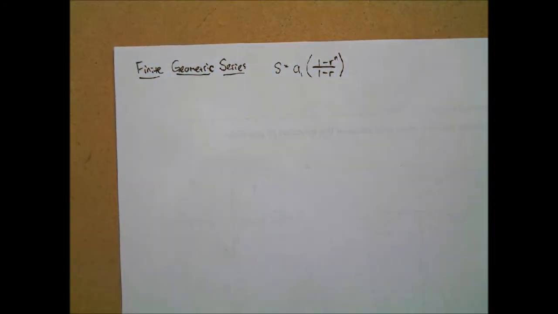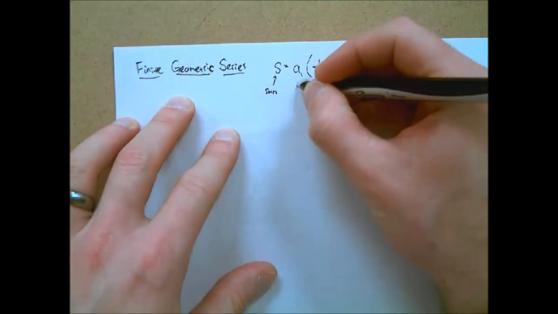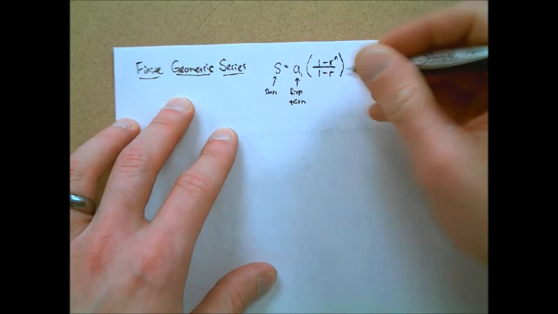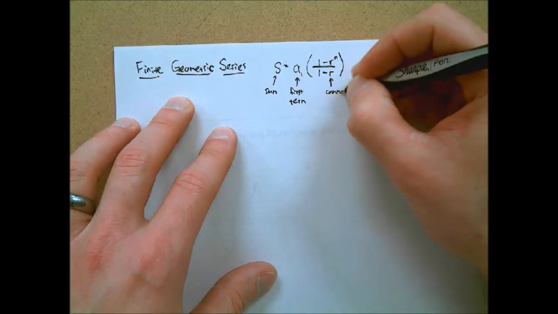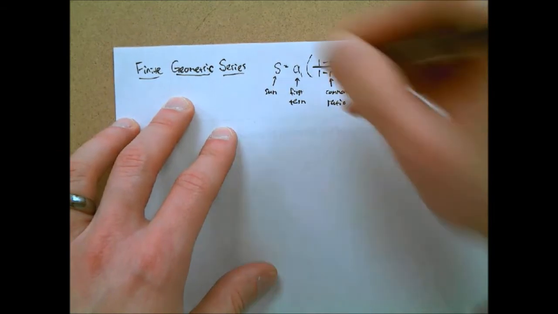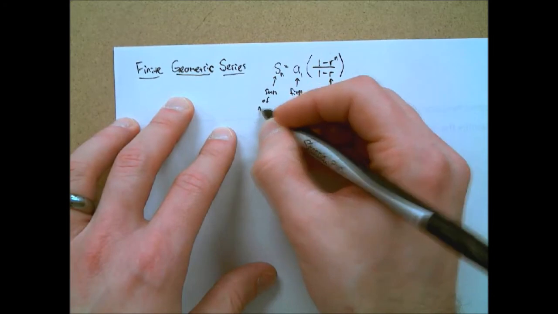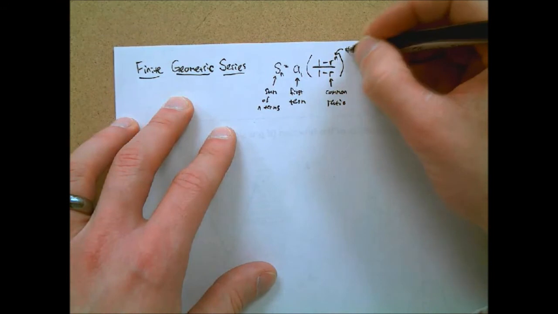Okay. So, of course, S stands for sum. A sub 1 is the first term. R stands for the common ratio. Maybe I should put S sub n for the sum of n terms. And then n stands for the number of terms in that series.